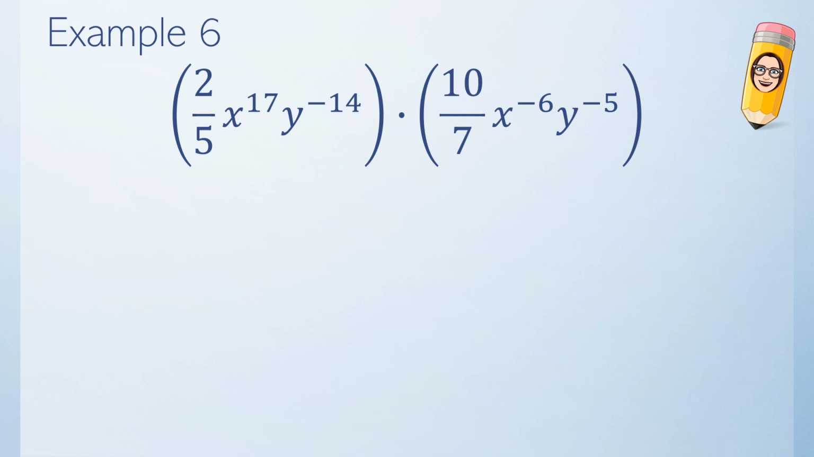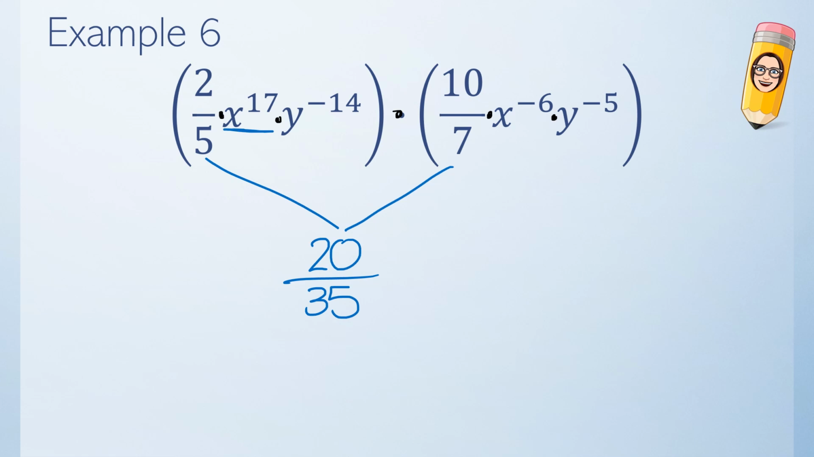All right, let's take a look at our last example. All right, now you'll notice there's parentheses with a dot in between. Really, that's unnecessary, right? Because in the end, it's one just big multiplication problem. The fact that there's parentheses is irrelevant. And so I'm multiplying things that I can multiply. So 2/5 times 10/7, we multiply fractions straight across, right? So we would have 20/35.